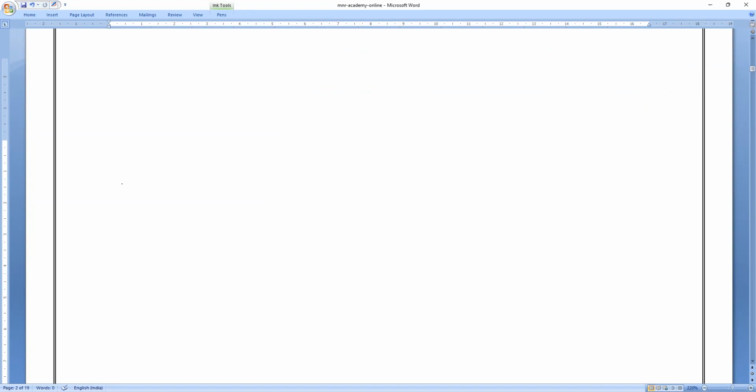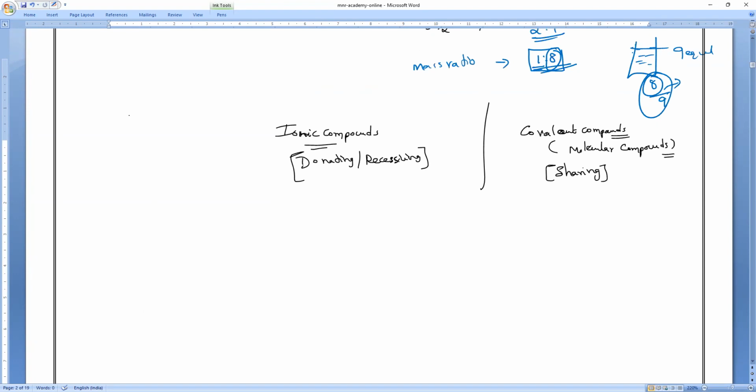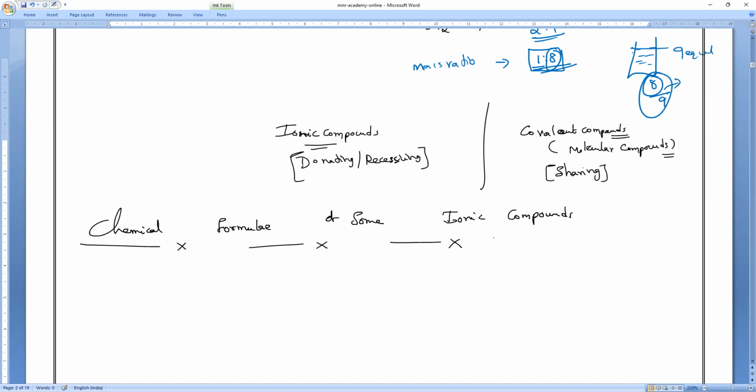So now, let us write the first one. All of you write: chemical formula of some ionic compounds. Most of the compounds I will teach you. You just observe, around 13 to 14 chemicals we'll study, and their chemical formulas. Any doubt, anybody can ask me, or else we'll proceed further. First one, calcium chloride.